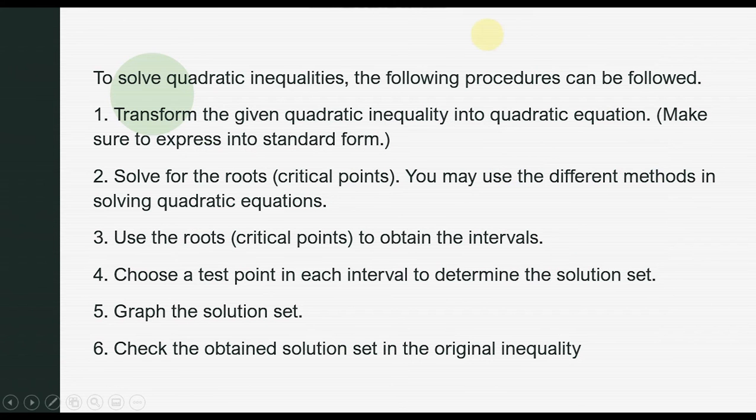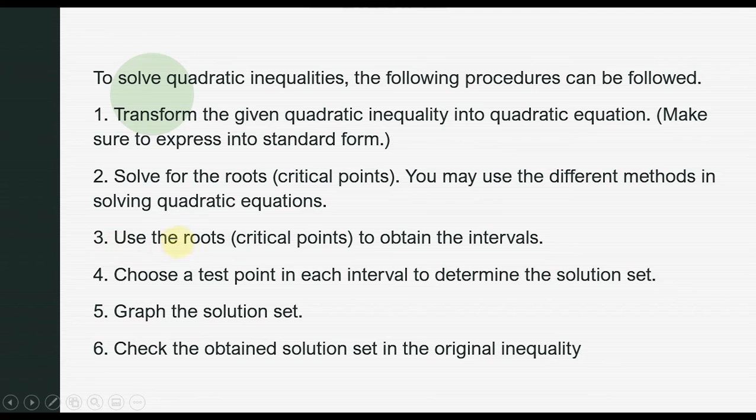Also, remember this procedure in solving quadratic inequalities. First, transform the given quadratic inequality into a quadratic equation. Make sure to express it into standard form. Like what we had done, we replace the inequality symbol with an equal sign. Next, solve for the roots or the critical points. You may use different methods in solving quadratic equations. So you can also use the quadratic formula or completing the square aside from factoring.